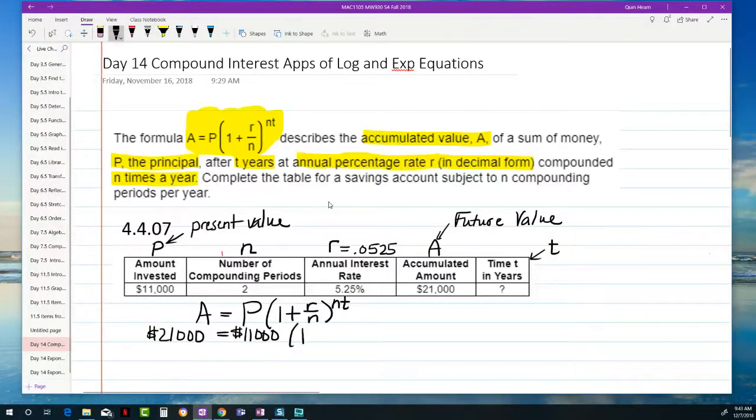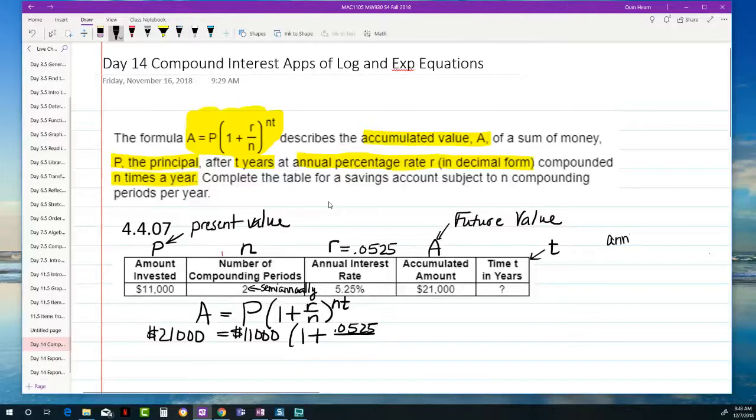And then times 1 plus R is 0.0525 over N, the number of compounding periods, which in this case is 2. So you might see them explain that same scenario as compounded semi-annually. In fact, let me go ahead and list, before we continue with this problem, the various compounding periods and how they may be given to you.